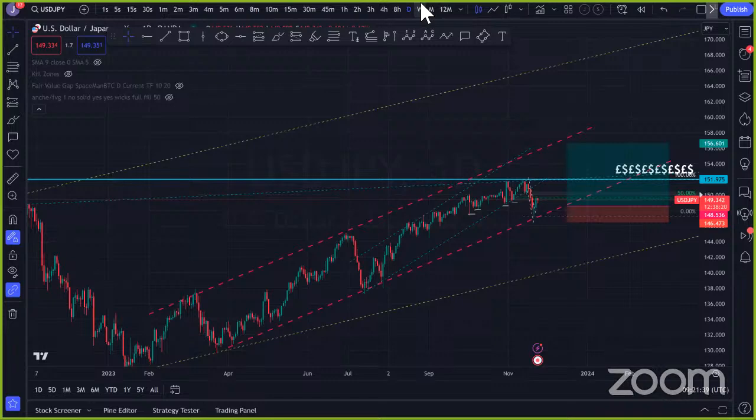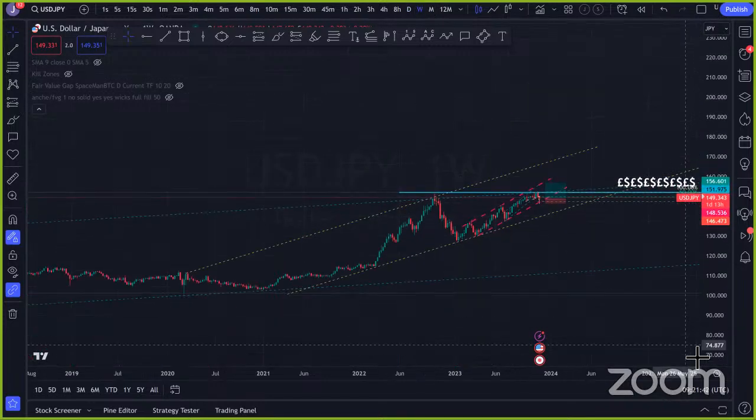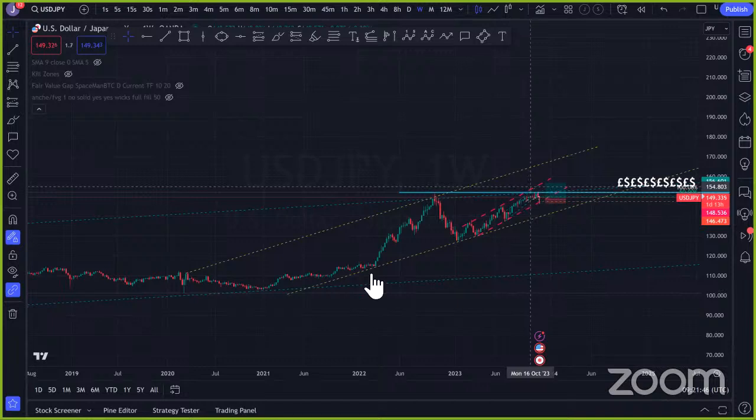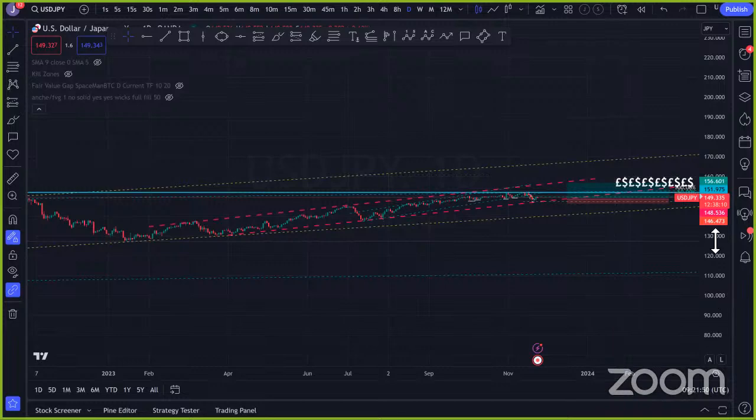Because the market, look, has only been doing that. Look at that bigger yellow range. Look at the liquidity above. Look at the higher highs and higher lows. Higher highs and higher lows on the daily. Higher highs and higher lows on the 4-hour.